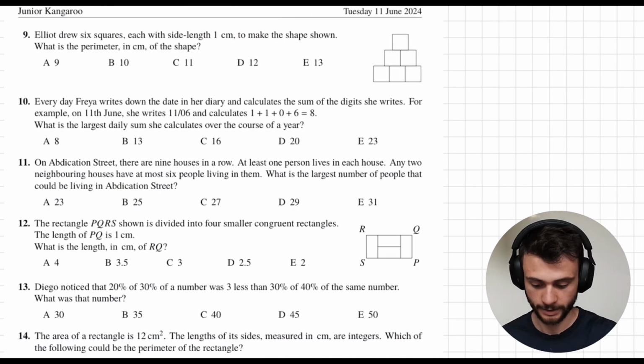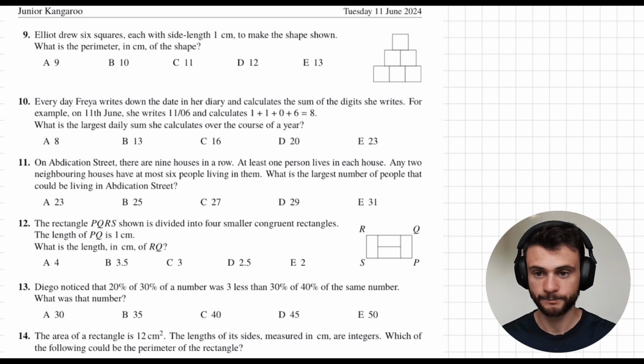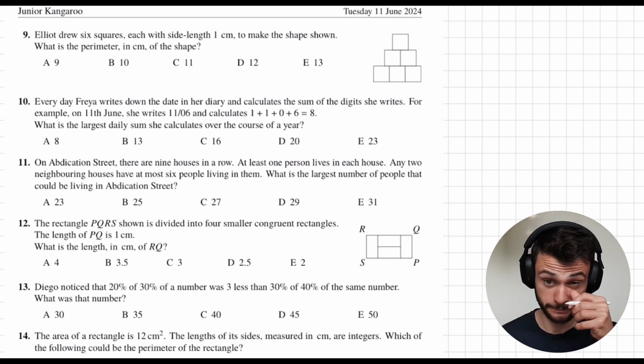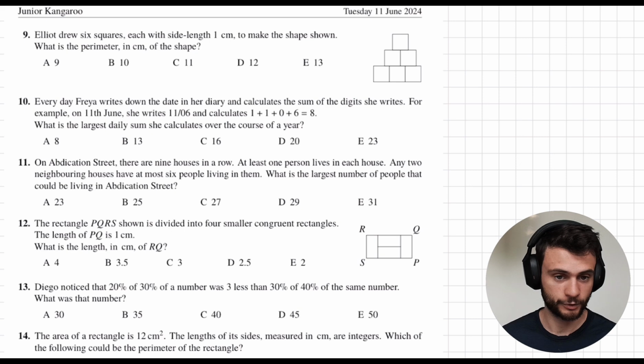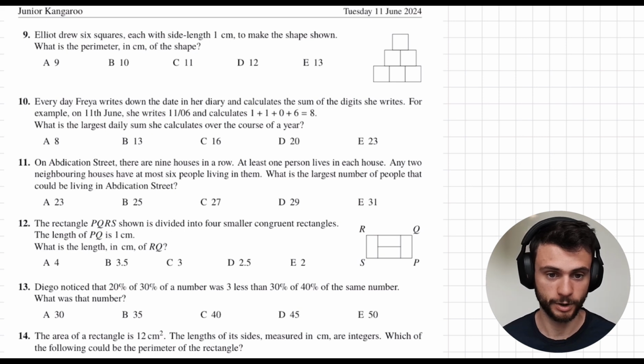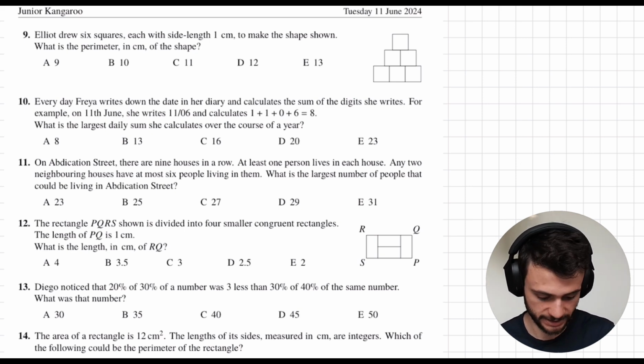Next question. So Elliot drew 6 squares, each with side length 1, to make the shape shown. What is the perimeter in centimeters of the shape? So, of course, you can just count up all the sides of length 1. The only tricky bit is working out these parts here.